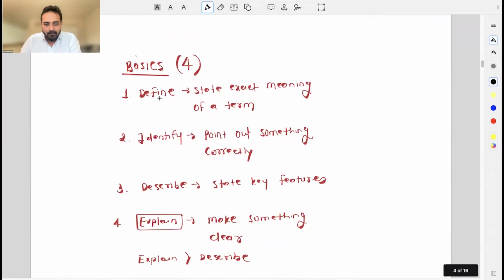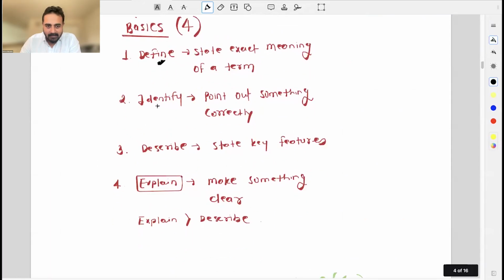The first command word is define. If you come across a define command word, then your job is to state the exact meaning of a term, which is obvious, so I don't think you need to really memorize anything about it. Second one, identify. Identify would be an easier command word to deal with. They've given you 3 options. You have to identify which one is correct. So write down the heading identification, and below that, write down whichever option you've chosen. That's it, nothing else. You just need to point out something correctly.